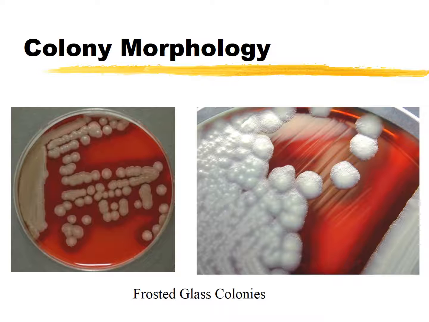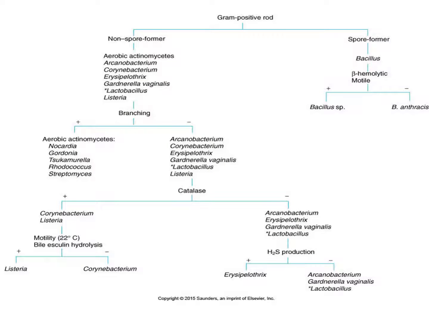Here is the colony morphology for Bacillus cereus. It looks like a frosted glass colony, and it is beta hemolytic. And this is a flow chart on how to identify these gram-positive rods.